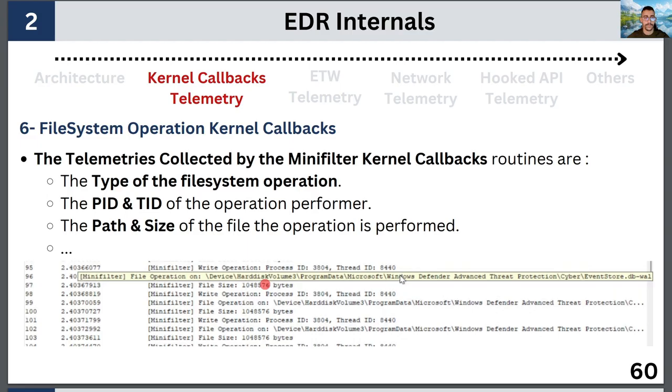Object operation kernel callbacks are triggered when a handle request is made from user mode via system calls like NtOpenProcess for opening a handle to a process or NtOpenThread for opening a handle to a thread.